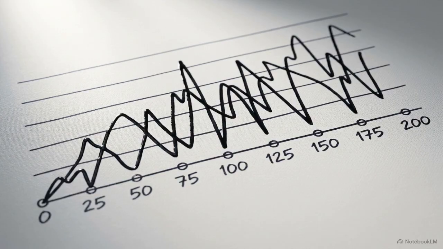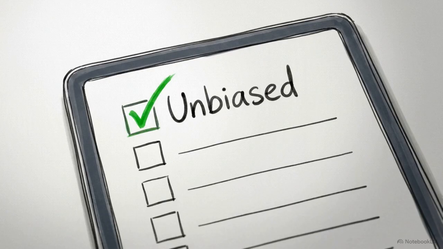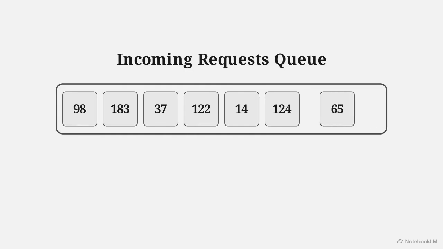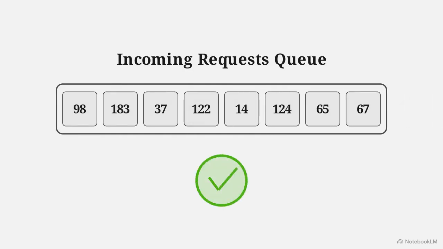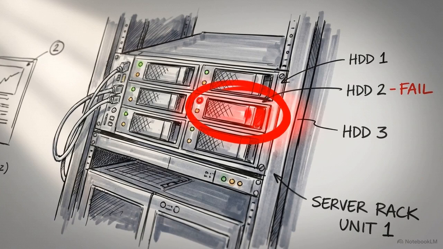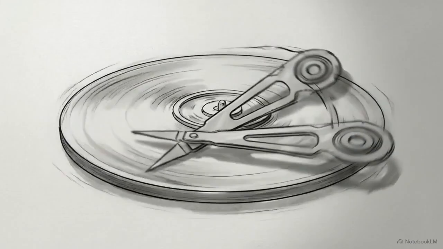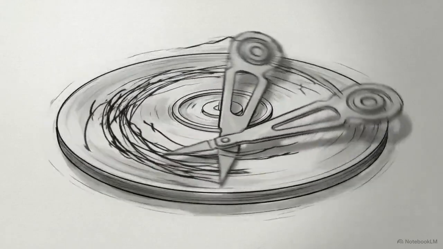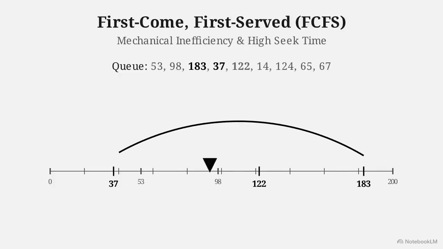FCFS has exactly one advantage. It is perfectly fair. Because it strictly follows the arrival order, no request is ever skipped, and no process ever starves waiting for its turn. But that absolute fairness comes at a steep cost. By ignoring the physical layout of the disk, the algorithm forces the head to make massive sweeping jumps, jumping from 183 back down to 37, and then back up again.